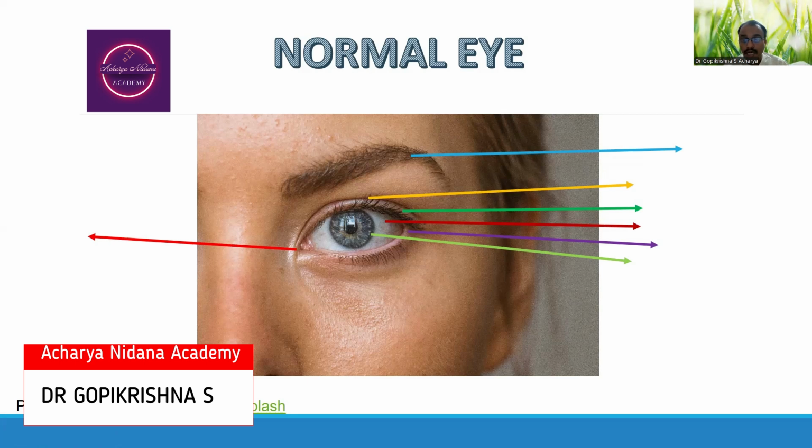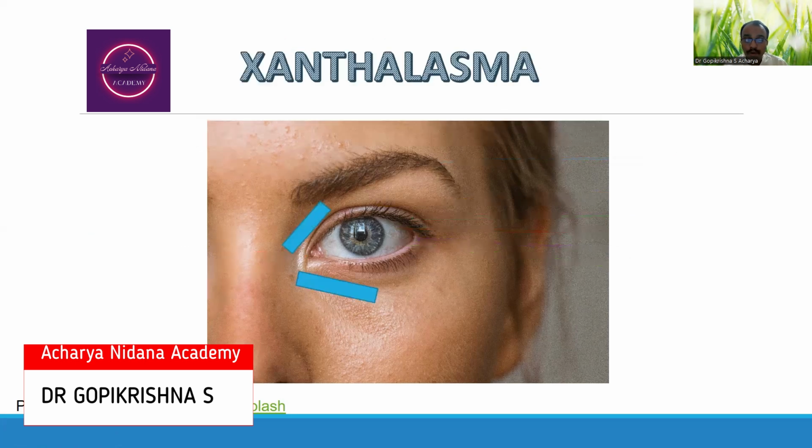When you think about the eyebrows, they may be absent in persons who are suffering from alopecia totalis. If yellow deposits are present in these regions, shown by the blue colored rectangle, that is indicative of xanthelasma, which indicates the presence of increased cholesterol in the body.